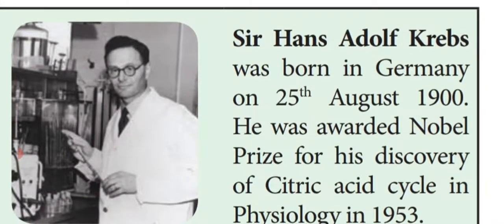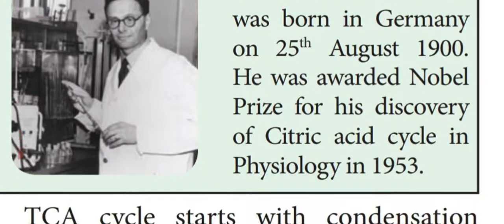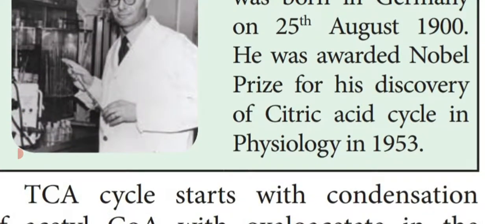See the picture. This is the scientist Sir Hans Adolf Krebs, who was born in Germany on 25th August 1900. He was awarded the Nobel Prize in physiology for his discovery of the citric acid cycle in 1953.